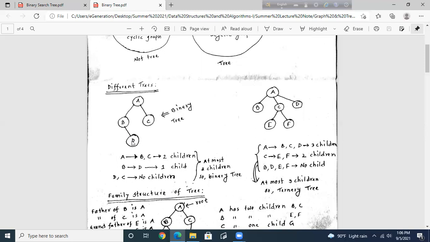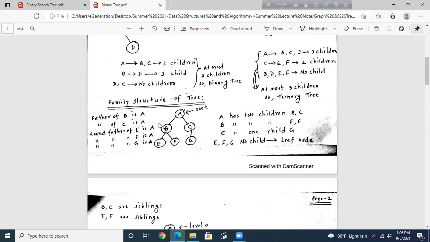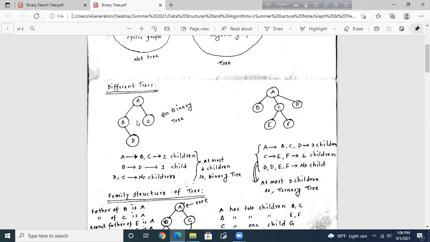Now, dear student, different types of trees. A, B, C, D. This is a binary tree. This is a binary tree that I have written here. A, B, C, D. This is a binary tree.